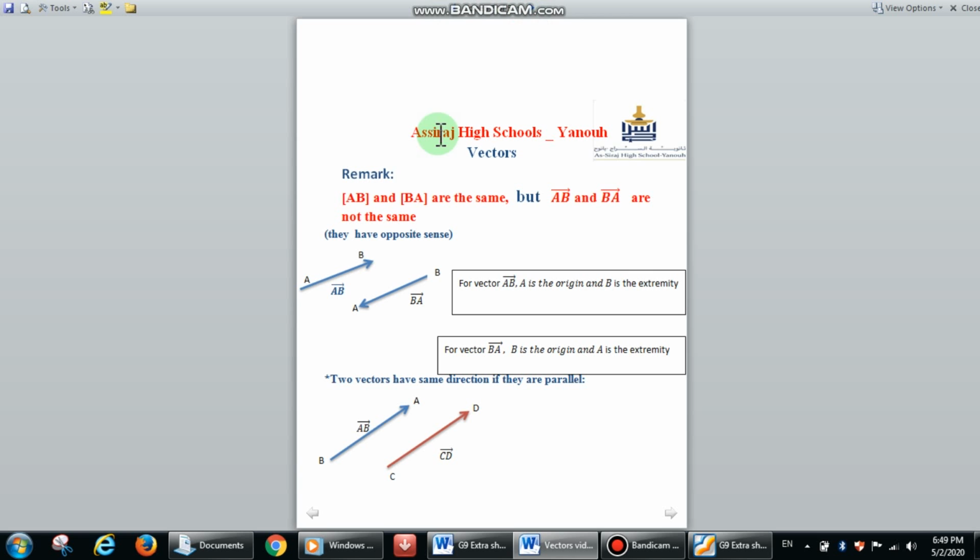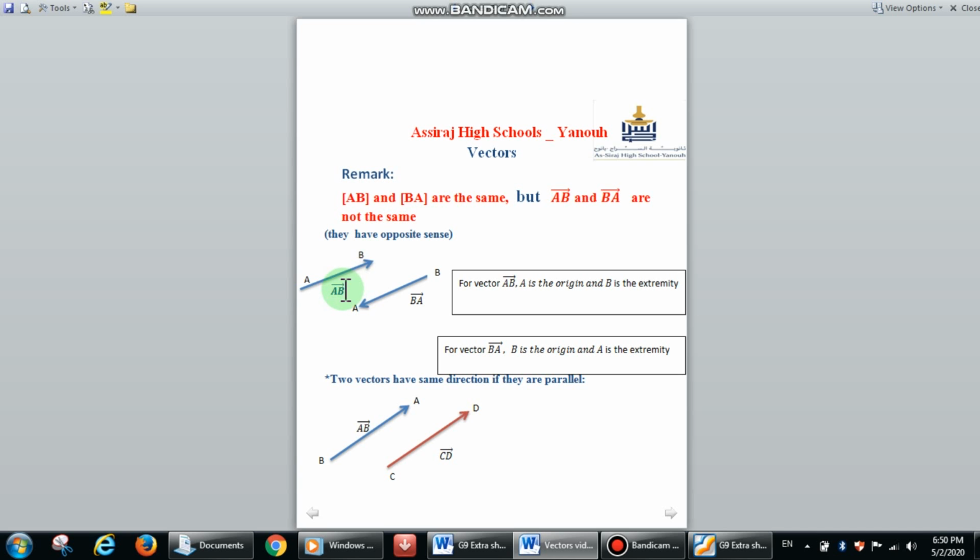Let us add this remark. Segments AB and BA are the same, so whether you name the segment AB or BA, it is the same. But for vectors, it is not the same. Vectors AB and BA are not the same, they have opposite sense.